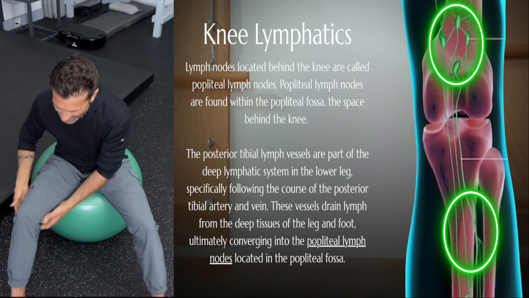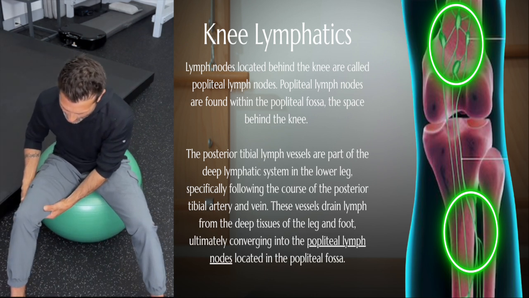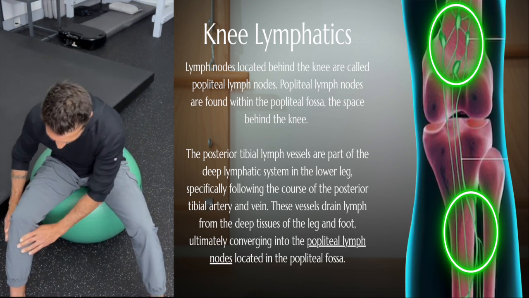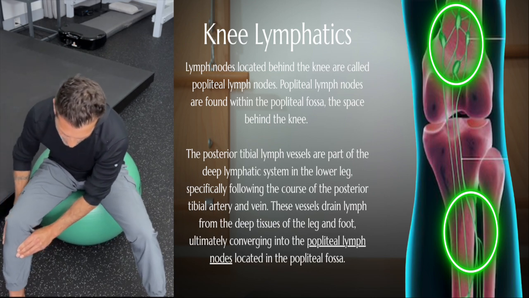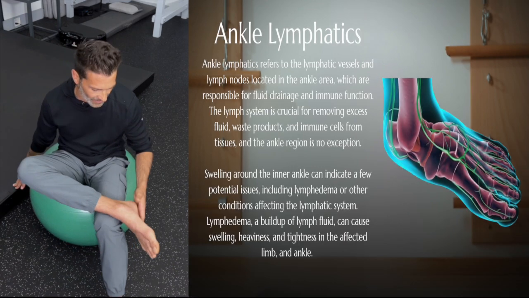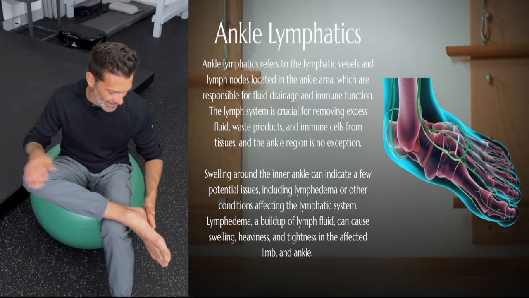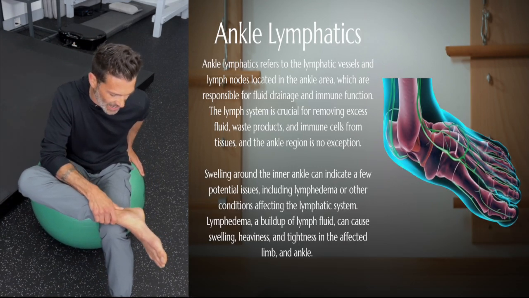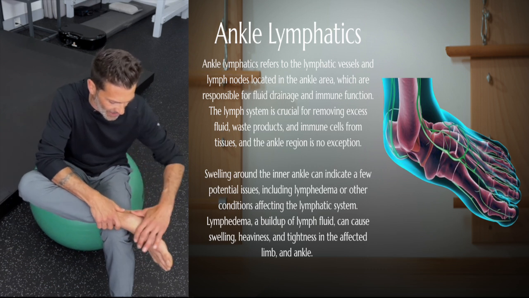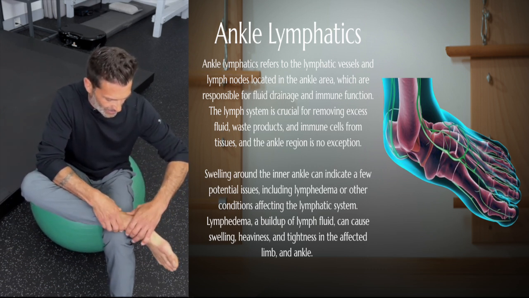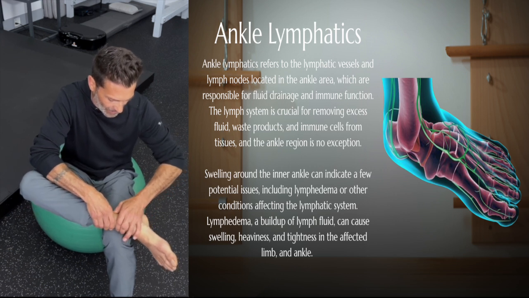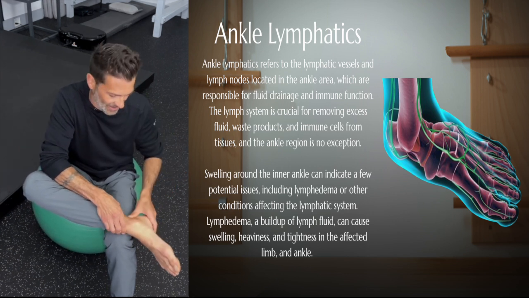All right, we're feeling behind the knee on both sides, above the knee joint and below. And then the last place that we're going to check is right here on our ankle. I'm just going to have you bring your hands right here around the malleolus, right here on the side of the foot. And I'm just going to feel up along the inside of my ankle.